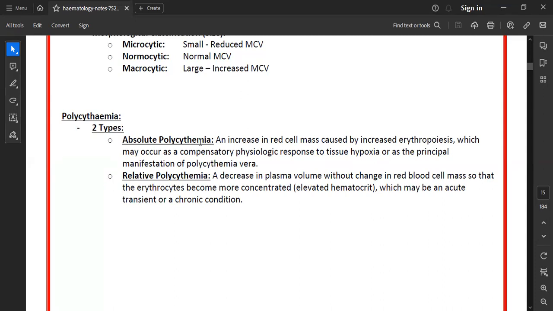Then we can also have relative polycythemia. This is a decrease in plasma volume without changing red blood cell mass, so that the erythrocytes become more concentrated. It's an elevated hematocrit. Hematocrit basically means ratio. It's a ratio of the total volume of blood that you took to the total volume of red blood cells after they settle. So it helps to give what percentage of the blood is the red blood cells.